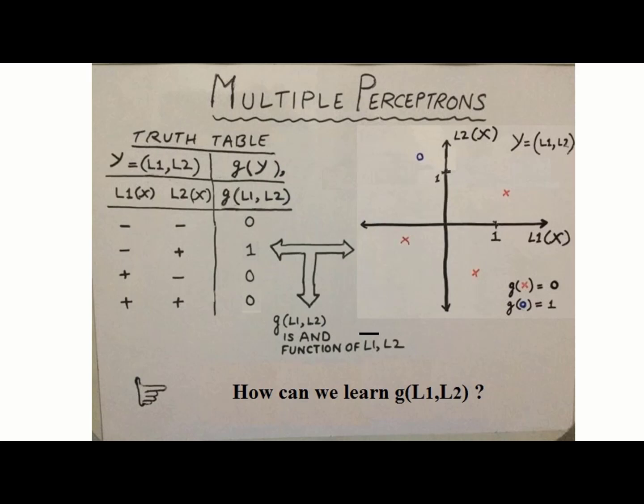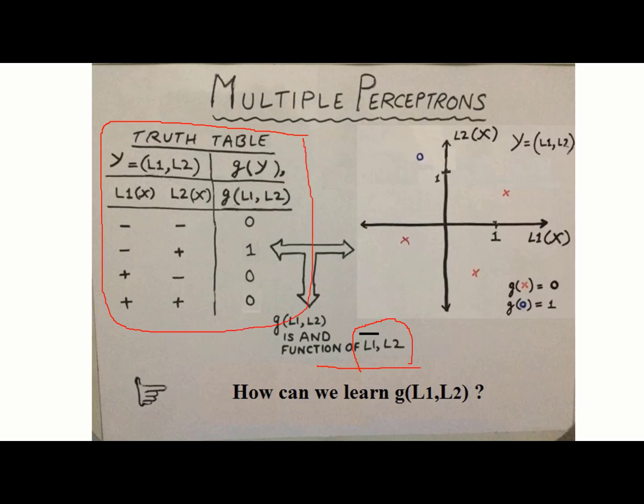In order to complete the AND logic, AND of L1 bar and L2, which means that L1 needs to be negative and L2 should be positive. We're going to develop that logic using another perceptron. So first of all, let's look at this truth table over here.